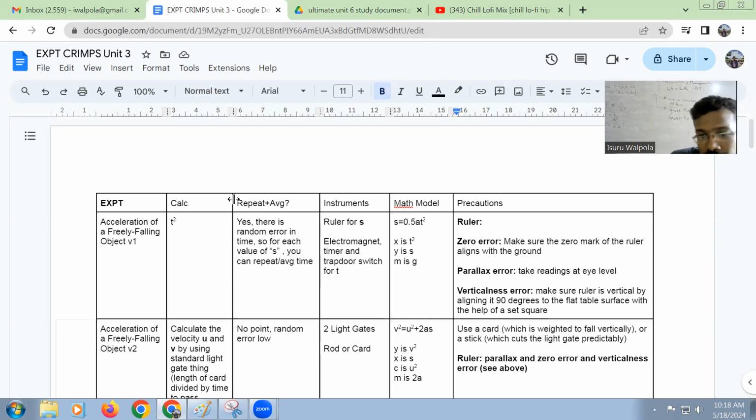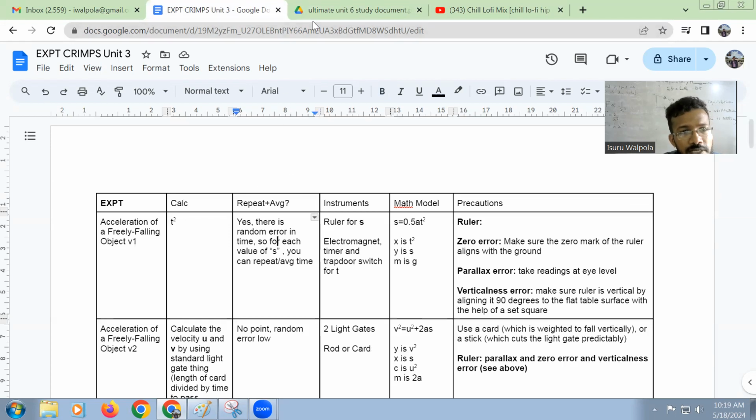So together, these are CRIMPS: calculations, repetition, instruments, model, precaution. The S is for safety. I didn't bother with it because you can write that. When you memorize CRIMPS, I find that the whole experiment cohesively sticks in your brain.